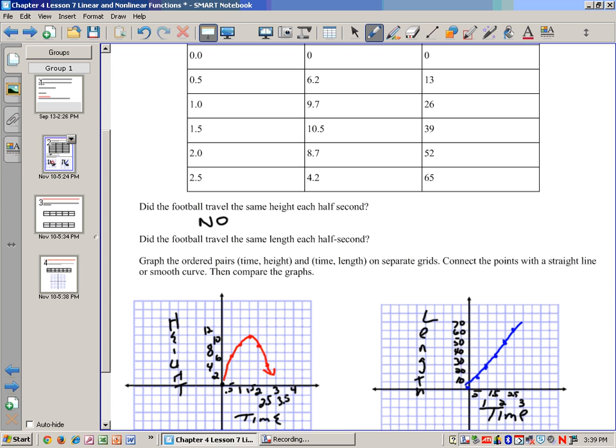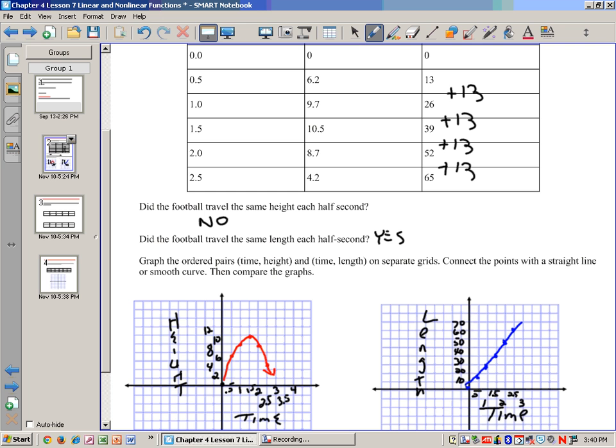Did the football travel the same length each half second? Yes, and looking at this, from 0.5 to 1, it went plus 13. From 1 to 1.5, it went plus 13. From 1.5 to 2, plus 13. So yes, it kept on going plus 13, so it was a constant change. So that would be a yes. It's a constant change.